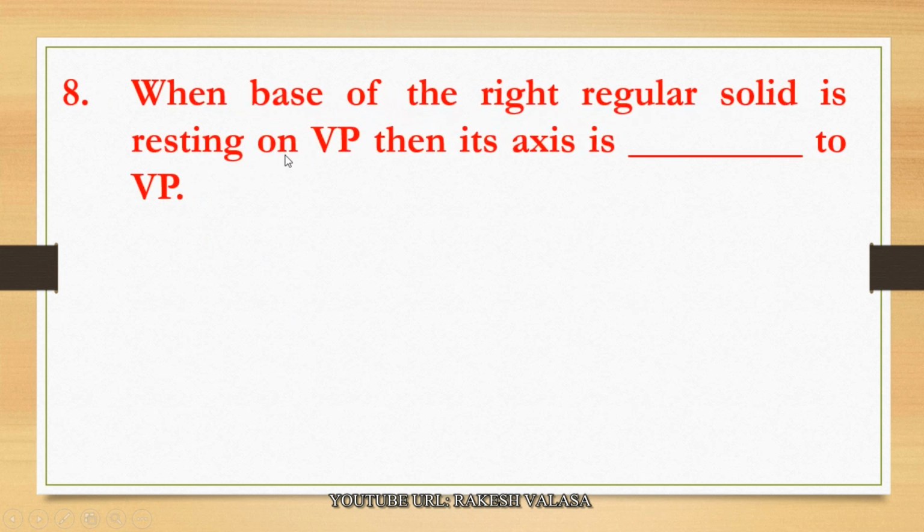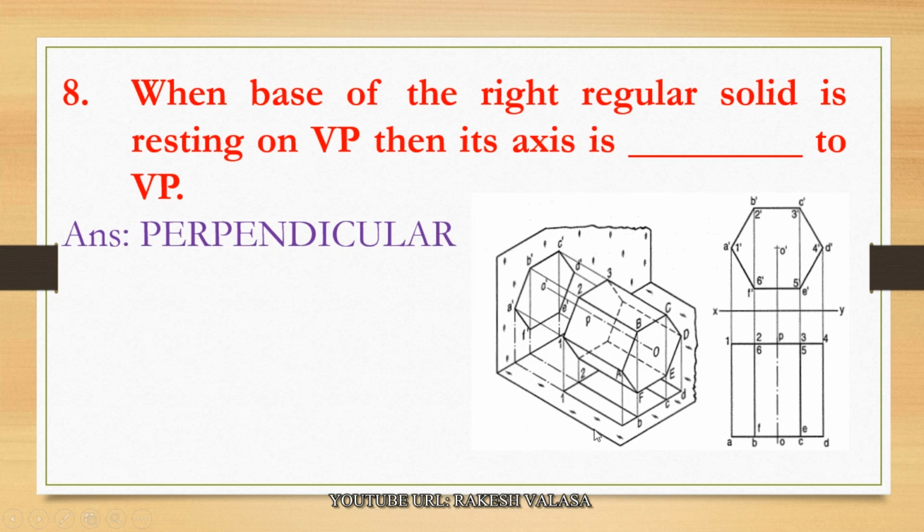Question number 8. When the base of a right regular solid is resting on VP, then its axis is dash to VP. Here the given solid is resting on VP, which means the axis is perpendicular to VP. You can see this image. Here I have taken a hexagonal prism. This axis is perpendicular to VP. So the answer is perpendicular. In this case we can see the true shape in the front view, and the top view appears like a rectangle.